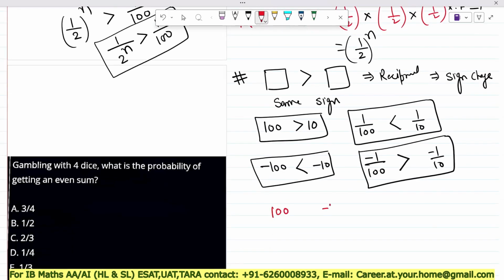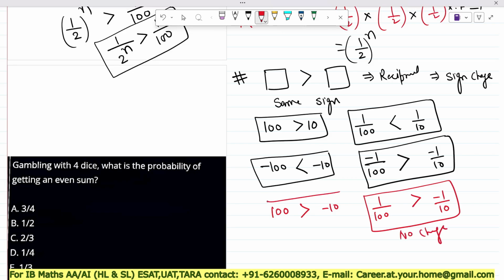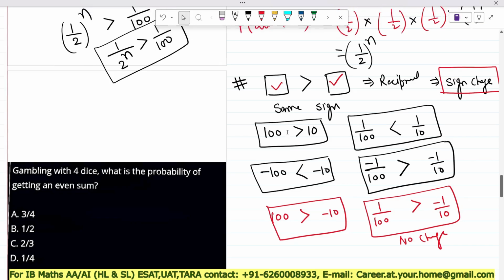You know 100 and minus 10. We know 100 is greater than minus 10. If you do the reciprocal, 1 upon 100 and minus 1 upon 10, the inequality will not change. So in terms of the rule, we can say if we have same-signed numbers in your inequality comparison and you are doing the reciprocal, then the inequality will get reversed, the sign will change. If you have opposite-sign numbers in your inequality and you are doing the reciprocal, it will not reverse.